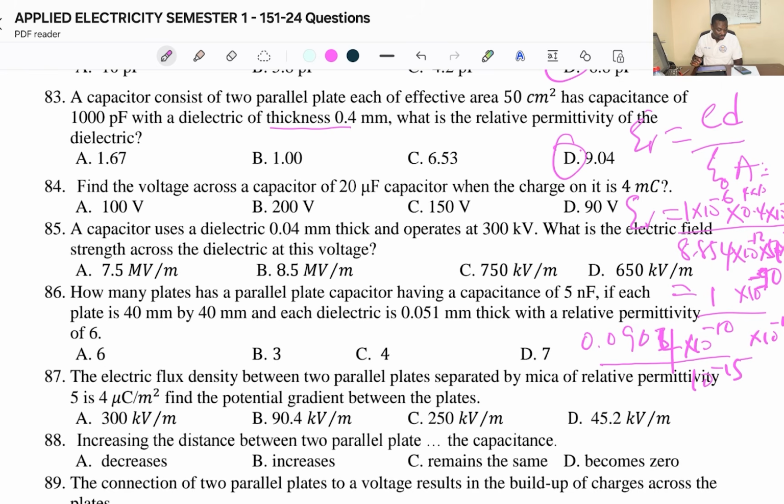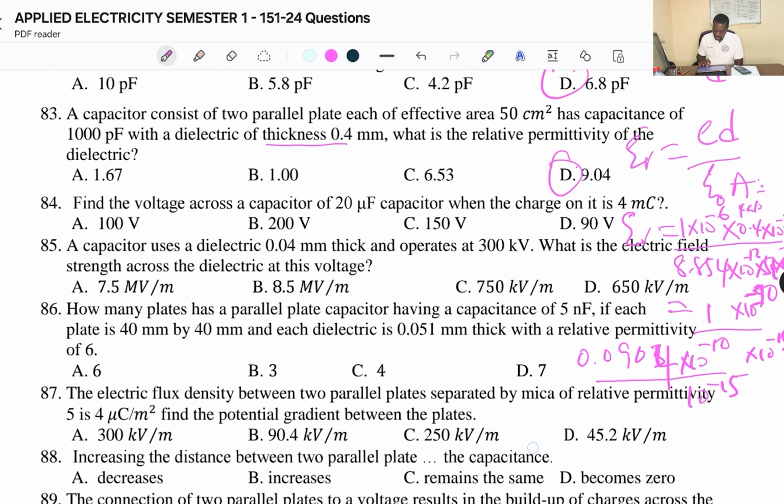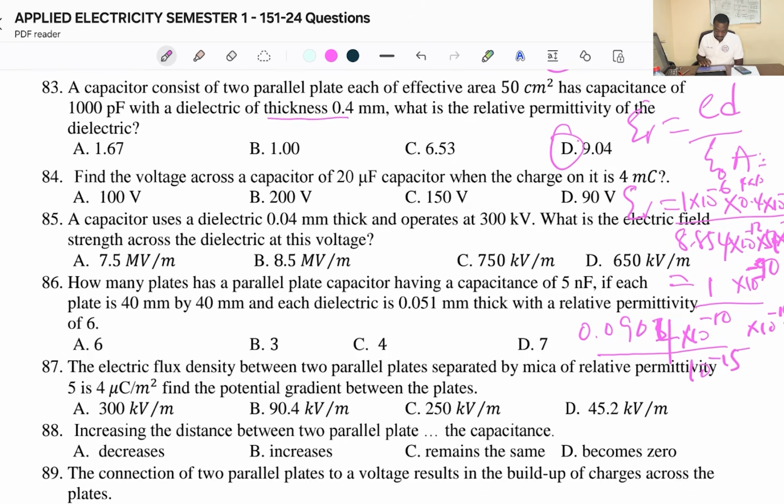Now, moving forward, we look at question 84. Find the voltage across a capacitor when the charge on it is 4 millicoulombs. So we are interested in the voltage, right? So here we have voltage.